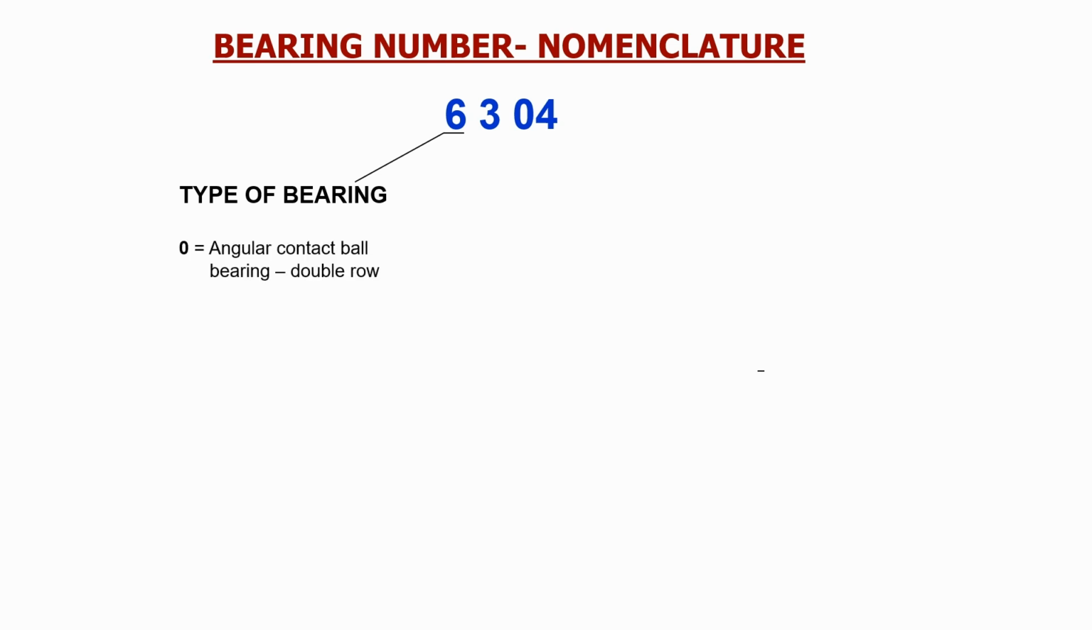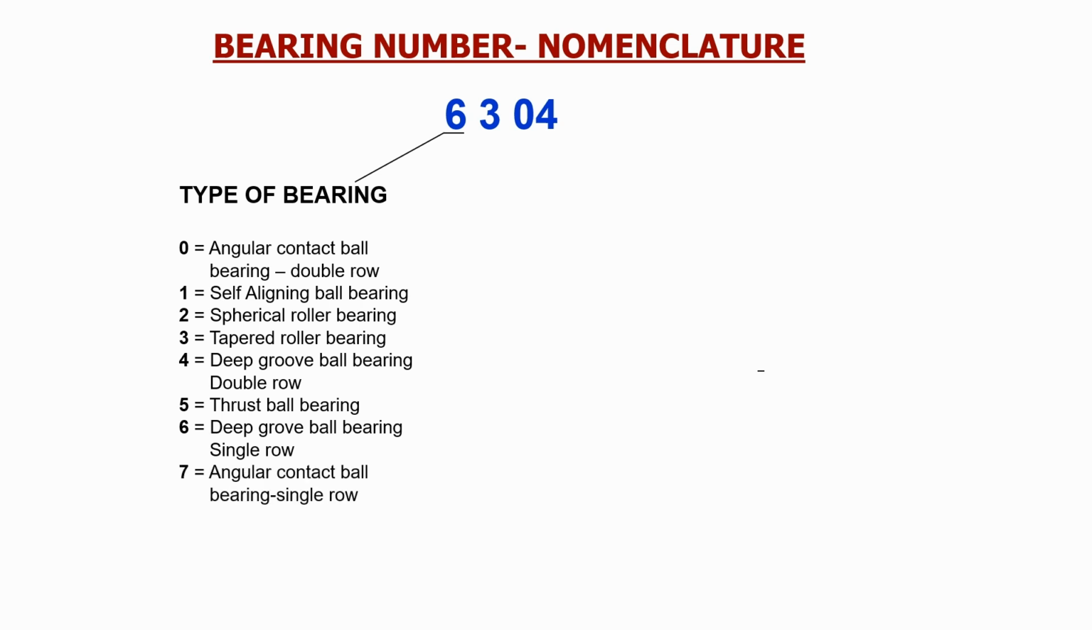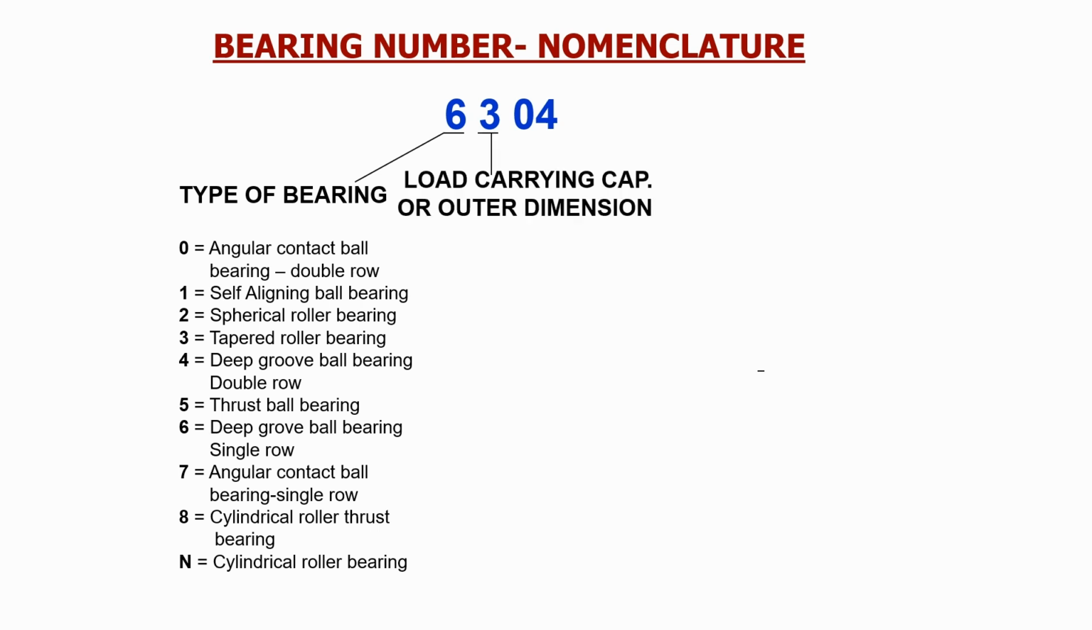0. Angular contact ball bearing, double row. 1. Self-aligning ball bearing. 2. Spherical roller bearing. 3. Tapered roller bearing. 4. Deep groove ball bearing, double row. 5. Thrust ball bearing. 6. Deep groove ball bearing, single row. 7. Angular contact ball bearing, single row. 8. Cylindrical roller thrust bearing. N. Cylindrical roller bearing.